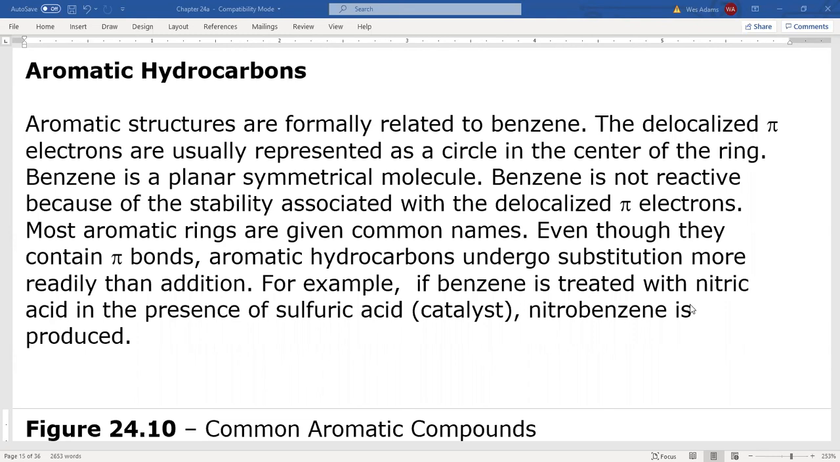A lot of aromatic rings do have common names. And even though they do contain pi bonds, they do undergo what we call substitution reactions, which we'll say for a later course, more readily than the addition reactions we saw for others. So if I wrote benzene there and tried to add hydrogen across the bond, that would be a big fat no reaction. For example, benzene can be treated with nitric acid in the presence of sulfuric acid catalyst, and we can produce nitrobenzene, but I don't interrupt the double bond structure because it is extremely stable.